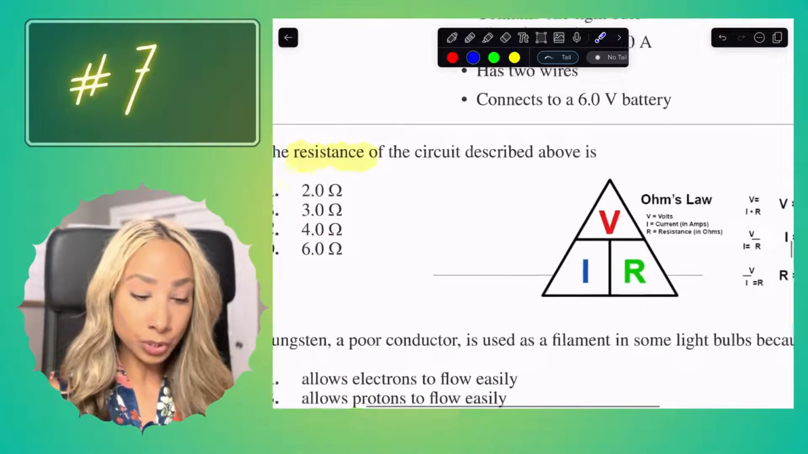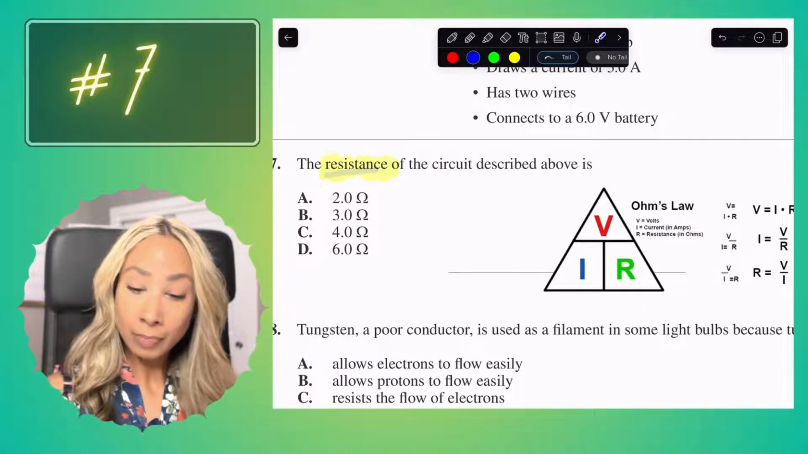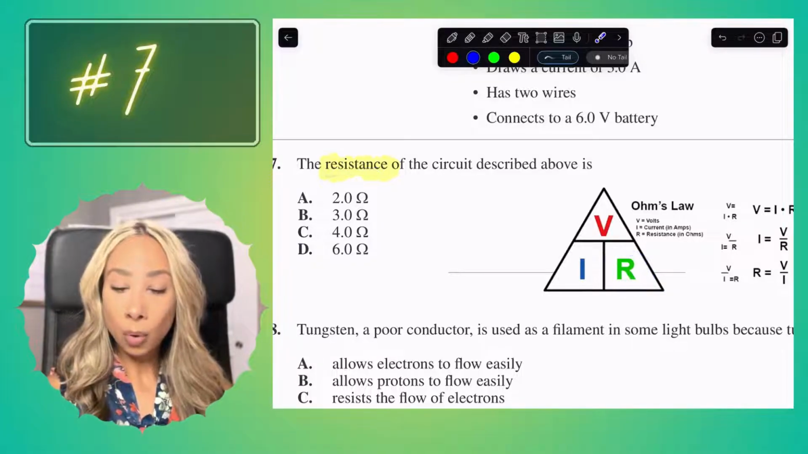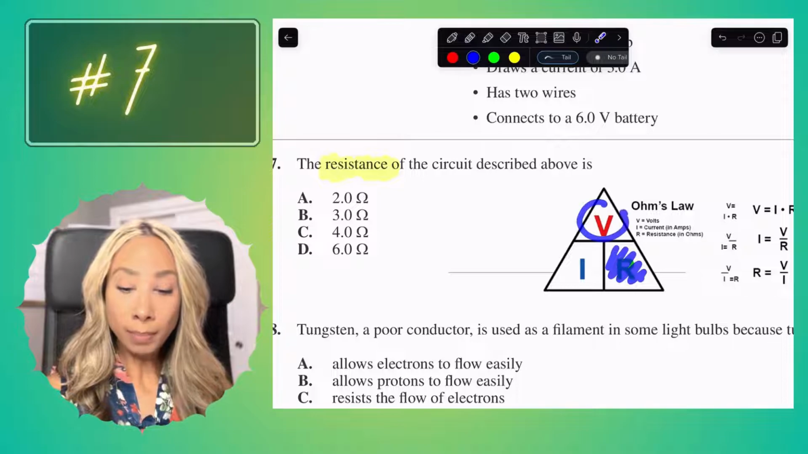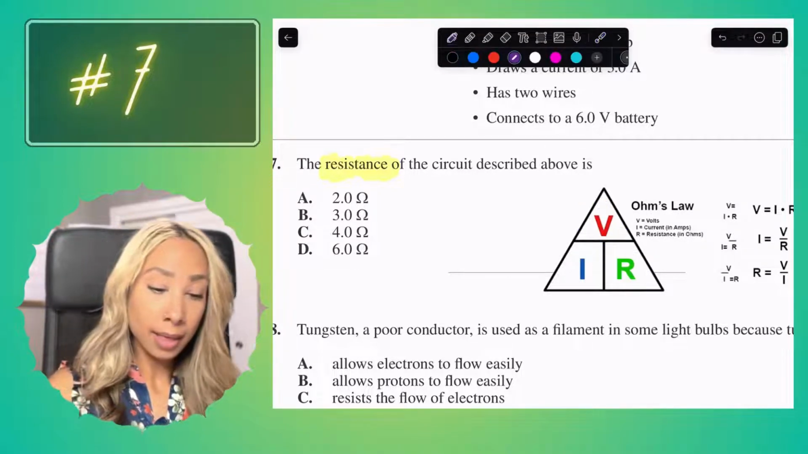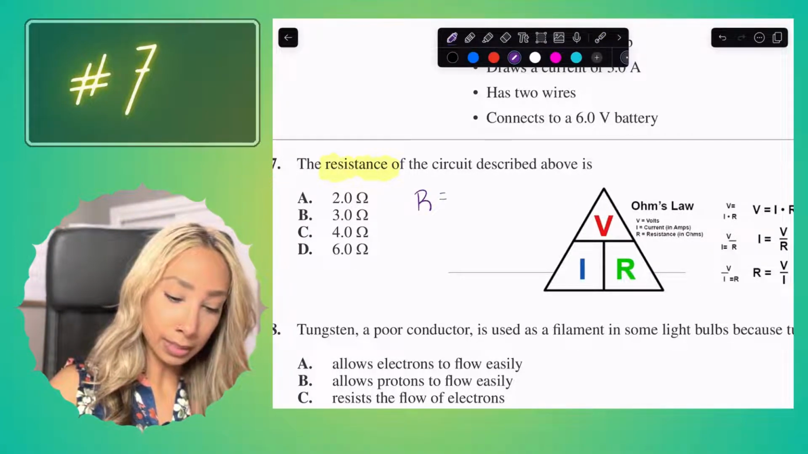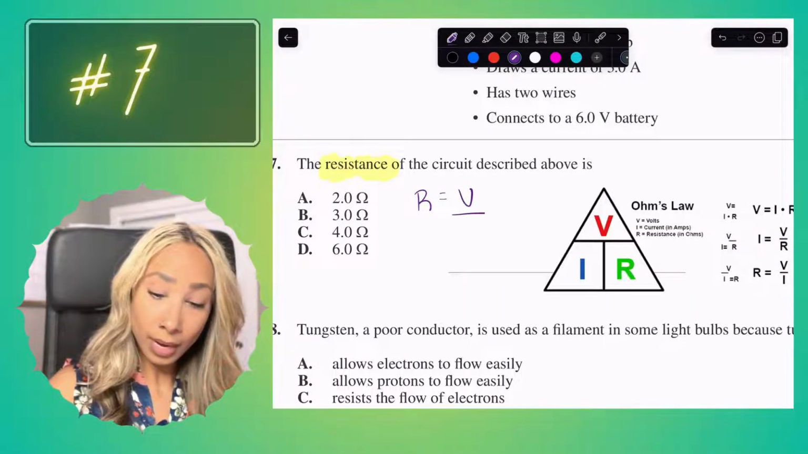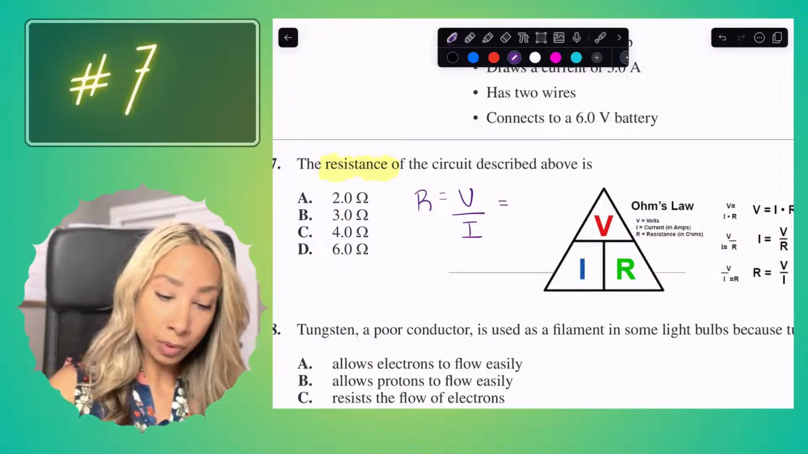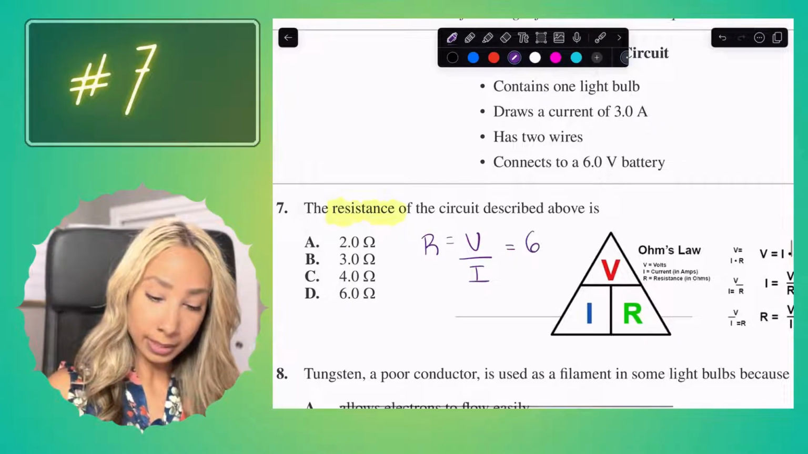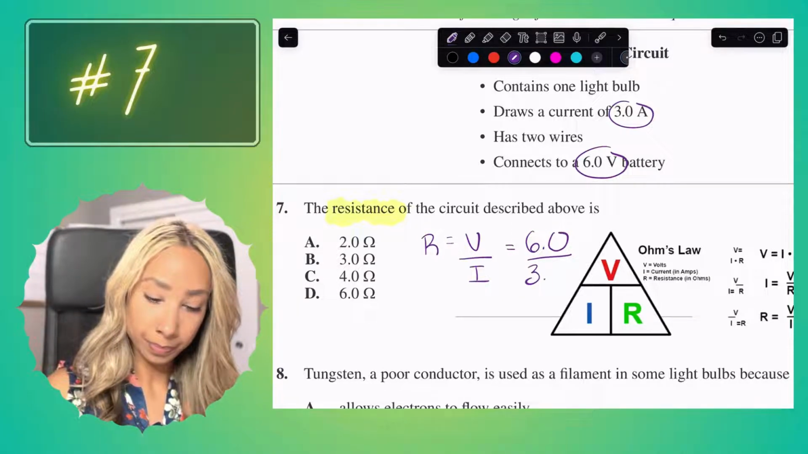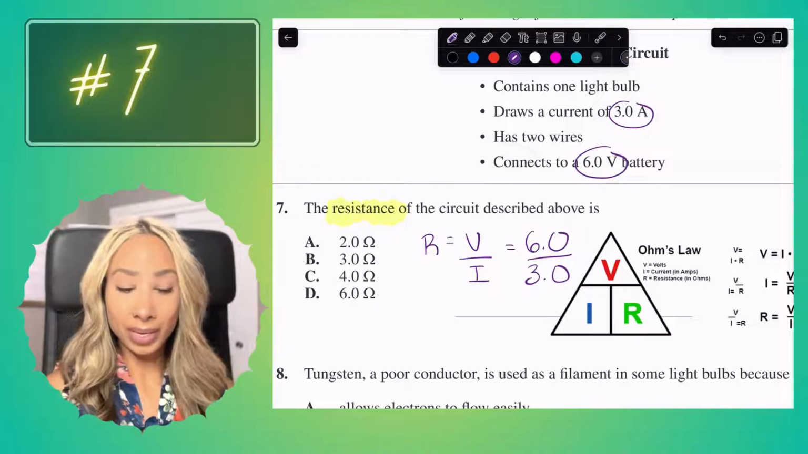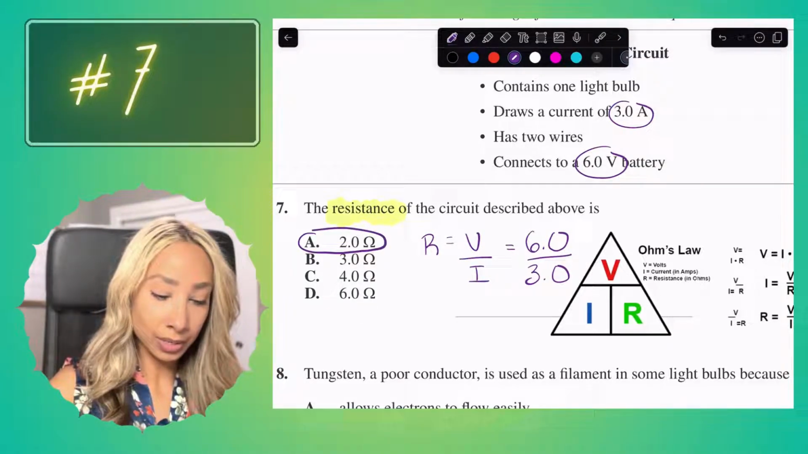So what we want to do is we want to calculate the resistance. So we know resistance is R. So basically what I'm going to do is I'm going to cover this up and I'm going to see what am I left with. Well, I'm left with V over I. That means to calculate resistance, I'll take my voltage and divide it by my current. So my voltage in this case is 6. We got that from right here. And our current is 3. So 6 divided by 3 is going to give me 2. So our answer is going to be A.